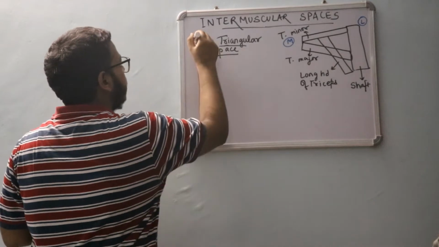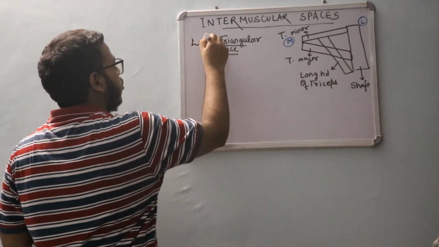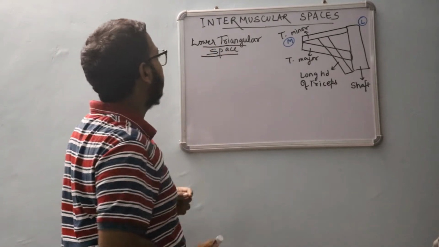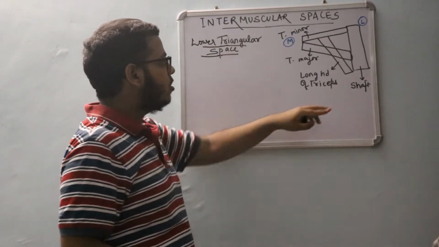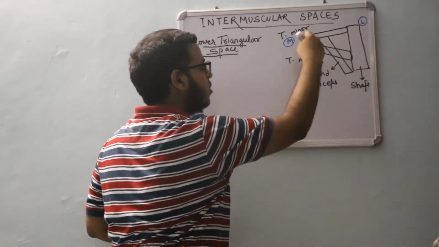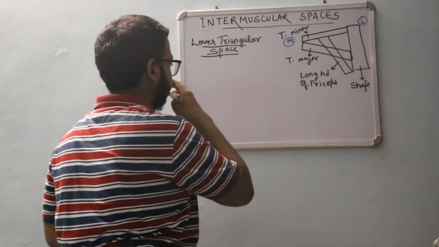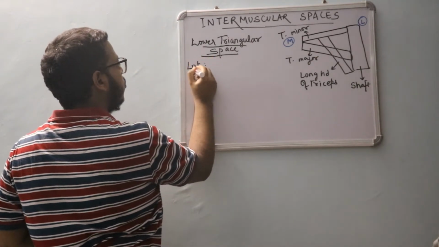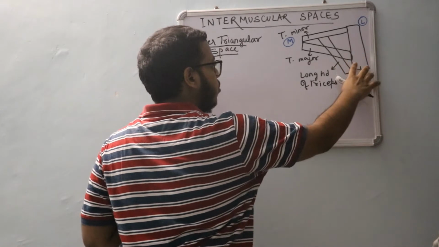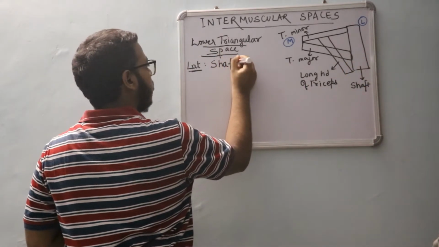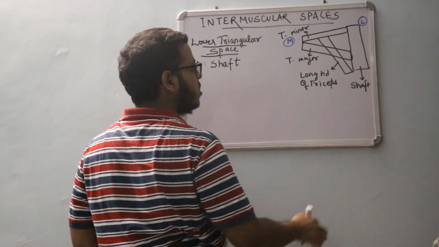So let us start with the lower triangular space. It has the lateral border, the medial border, and the superior border. The lateral boundary is formed by the shaft of the humerus.